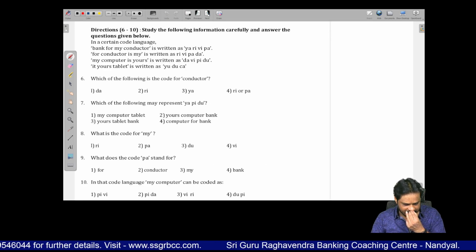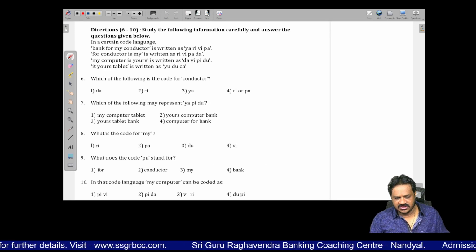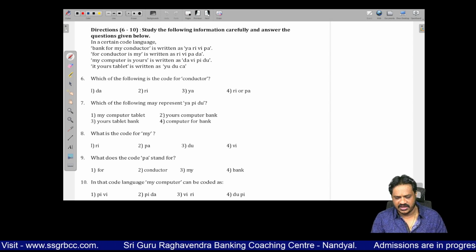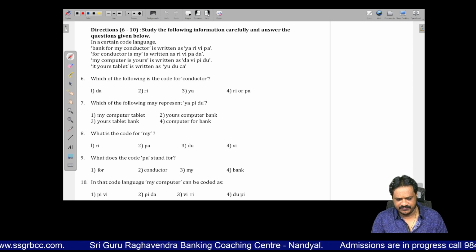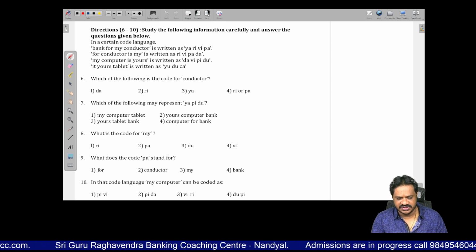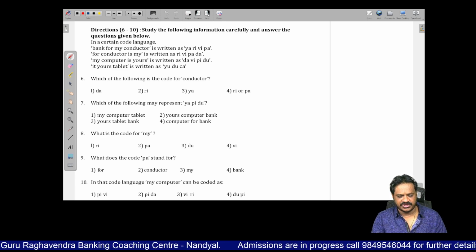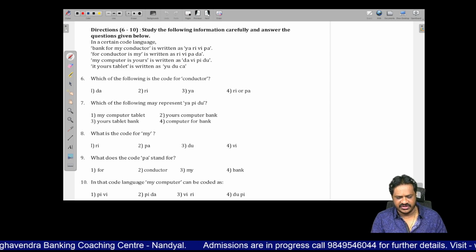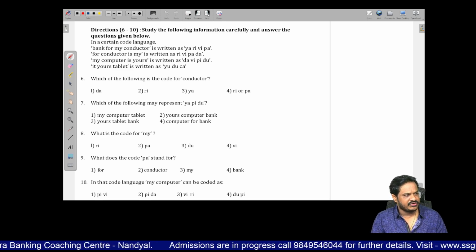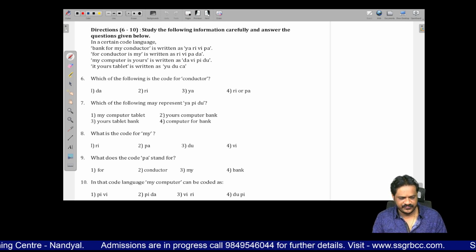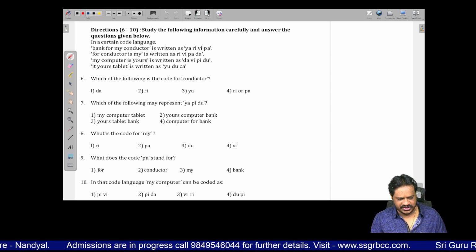In a certain code language, "a bank for my conductor" is written as YARIVIPA. "For conductor" is written as RIVIPADA. "My computer is yours" is written as DAVIPIDU. "Eat your tablet" is written as YUDUCA. Now, what is the code for each and every word?